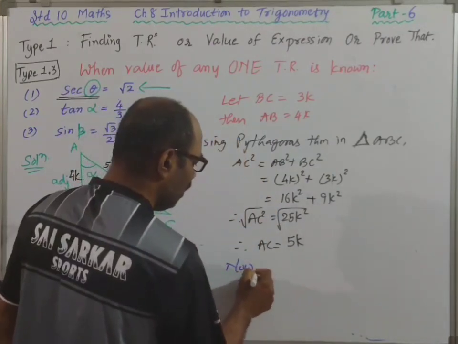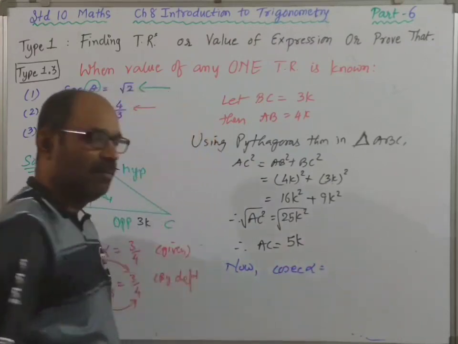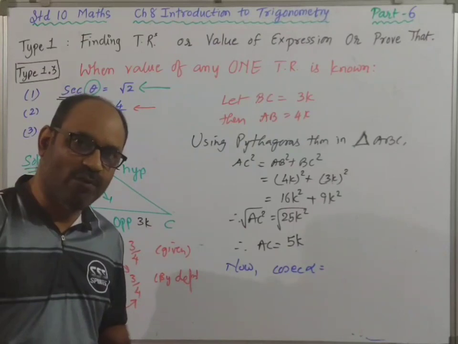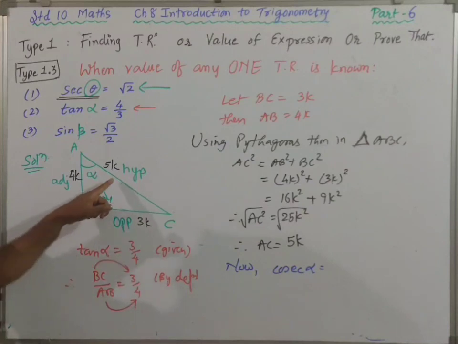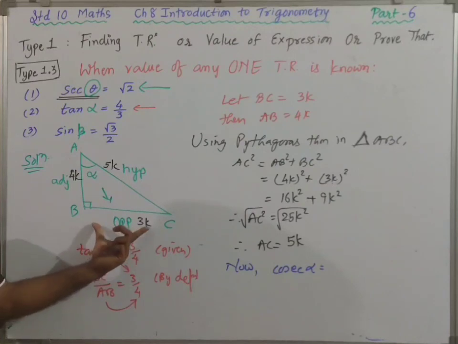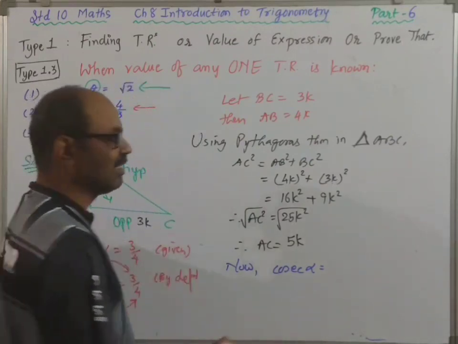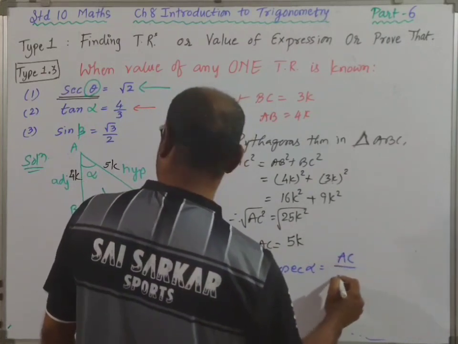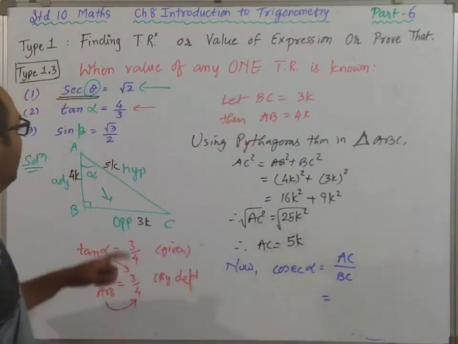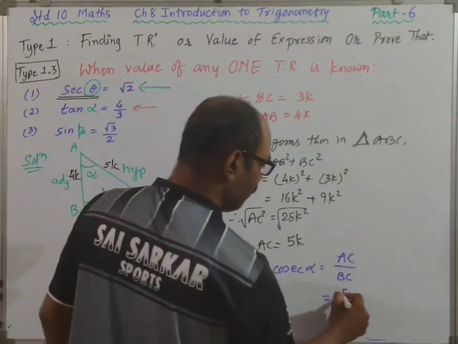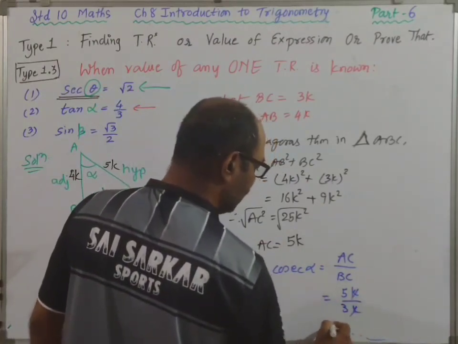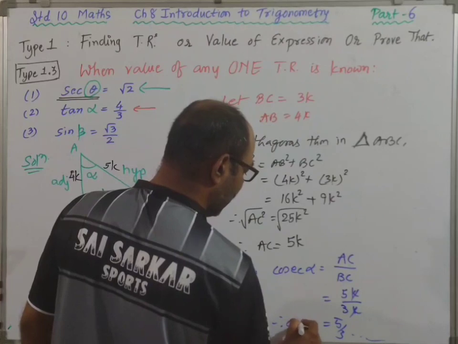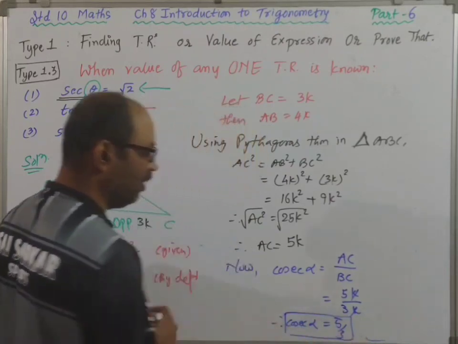Now, let's find out cosec alpha. All five have to be found, but I will be finding only two for you. Cosec, that is hypotenuse upon opposite. Hypotenuse is AC, opposite is BC. That is good. Now AC is what? 5K. BC is what? 3K. So that is 5 upon 3. Cosec alpha is 5 upon 3.